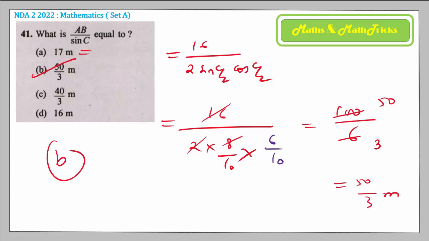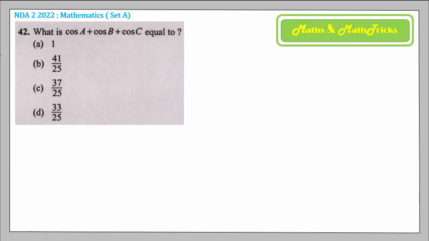Coming to the next connected question, in this they are asking for the value of cos A plus cos B plus cos C. By the way, how can you evaluate cos A, cos B for a triangle? When you know 3 sides in a triangle, it's the cosine rule. You remember the cos A formula, what is it? It is B square plus C square minus A square upon 2BC.